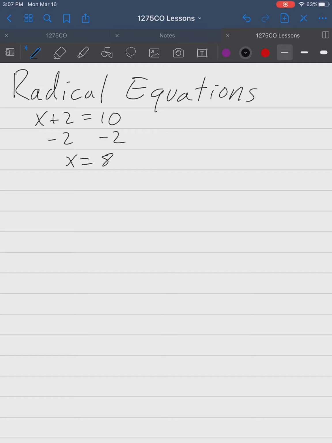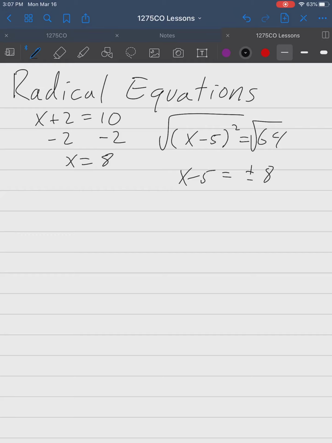We also talked about something like this. If your variable is locked inside of a squared binomial, instead of adding, subtracting, multiplying, or dividing, you can take the square root of both sides. X minus 5 is equal to, in this case, because you're taking the square root of both sides of an equation, plus or minus 8.